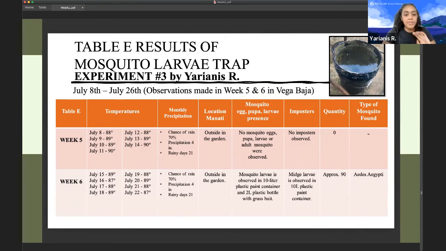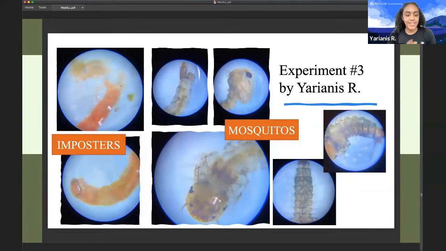Here is the experiment 3 by Yarianis. We could not observe any mosquitoes in week 5, but in week 6, we found Aedes aegypti and we found an imposter that was the midge larvae in the 10-liter plastic paint container that was outside in the garden. Here are the imposters. Midge larvae tend to imitate the mosquitoes. So that was such an interesting thing for us to observe. And here are the mosquitoes, the Aedes aegypti.